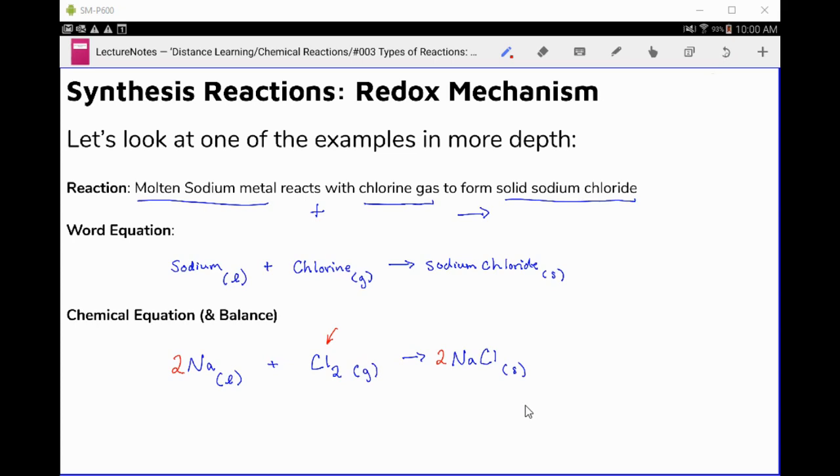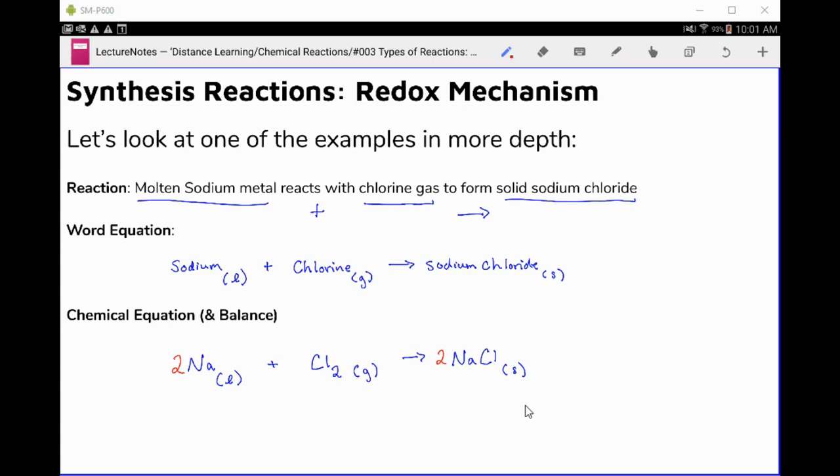But here, if we take these 2 really, really unpleasant elements, things that wouldn't be very good for you, sodium metal and chlorine gas, if we react them together, we get sodium chloride, which is table salt. And is what we put on our popcorn and french fries to make them taste really good.